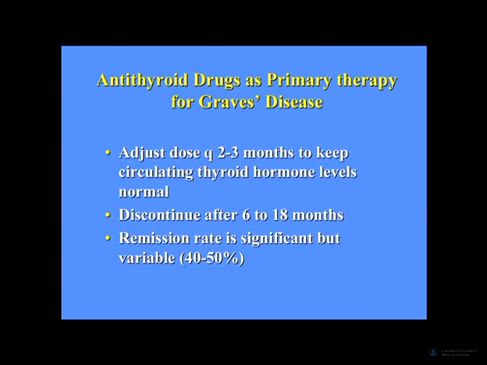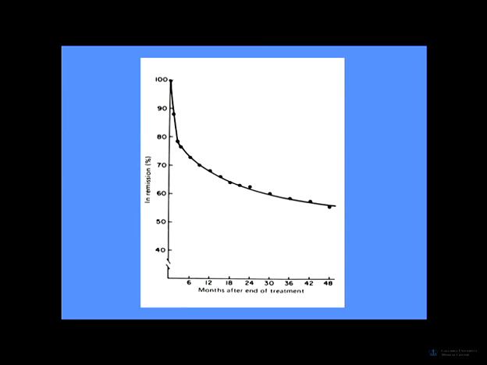The remission rate is significant but quite variable. At most, 50% of patients will have a long-term, long-duration remission. And that's shown on the next slide. Here you have the percent of patients remaining in remission months after the end of treatment of Graves' disease with an anti-thyroid medication.